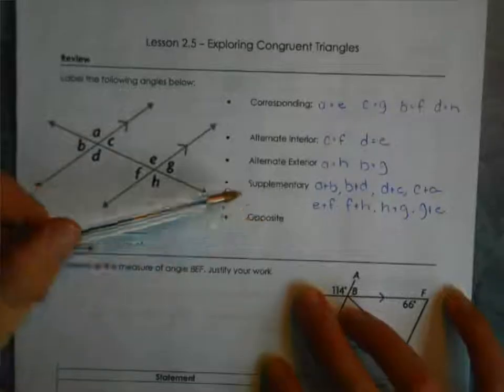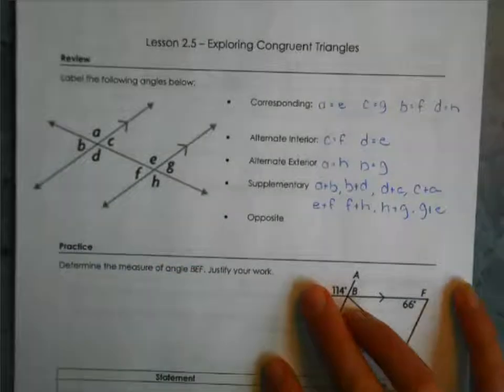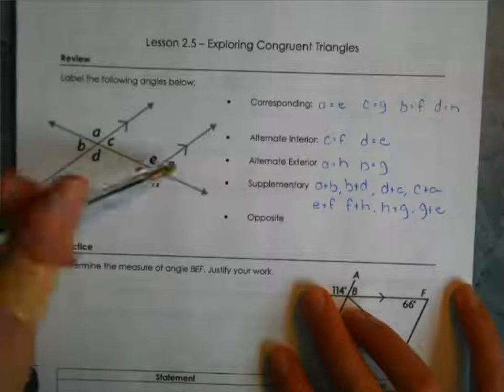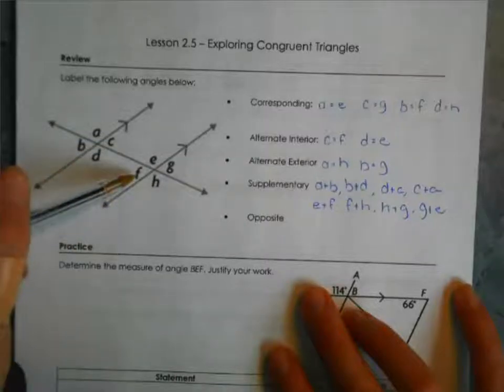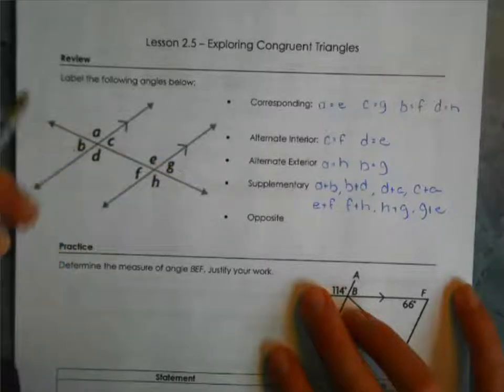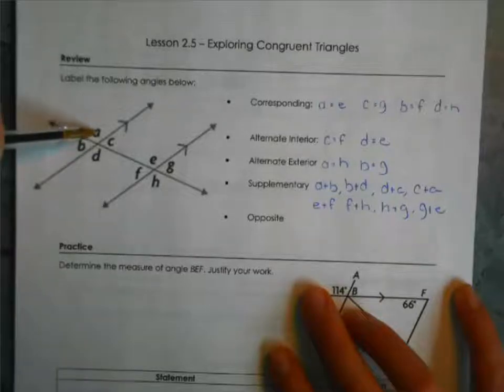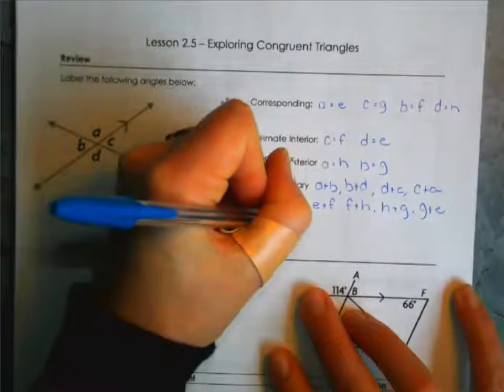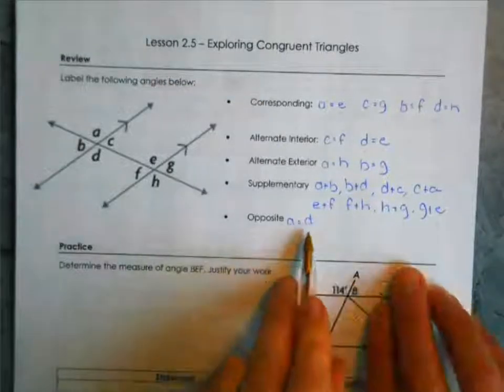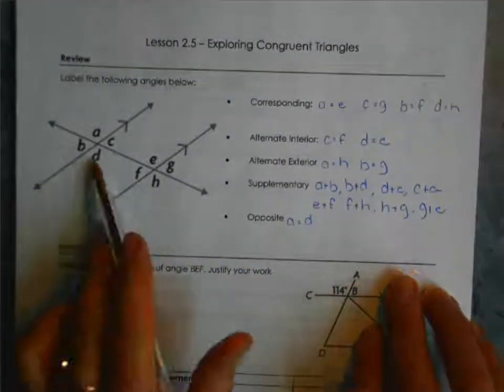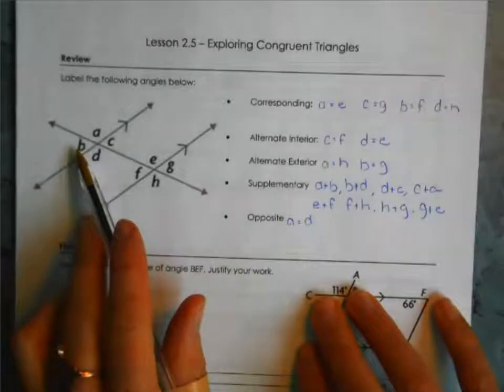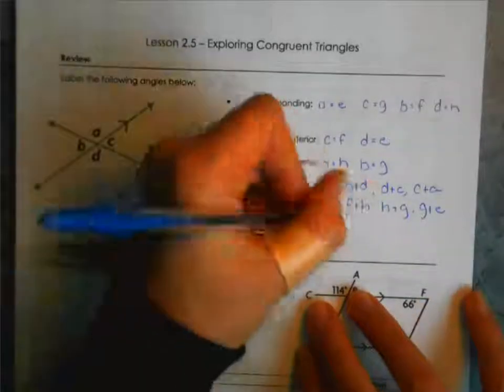Okay, now the last one we have here is opposite. So remember, opposite angles are always, if you think of the two intersecting lines kind of like an X, directly across from each other. So if we start with A again, the opposite angle from it straight across is D. So A equals D. Now we're back to finding that these angles are going to be equal to each other. And then if we move around here, B is going to be equal to C.